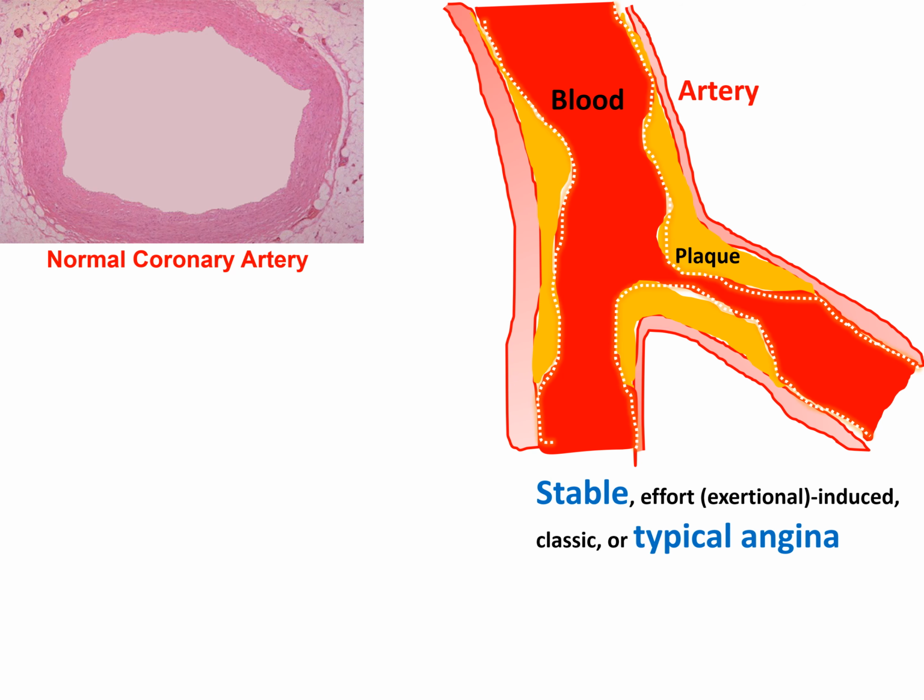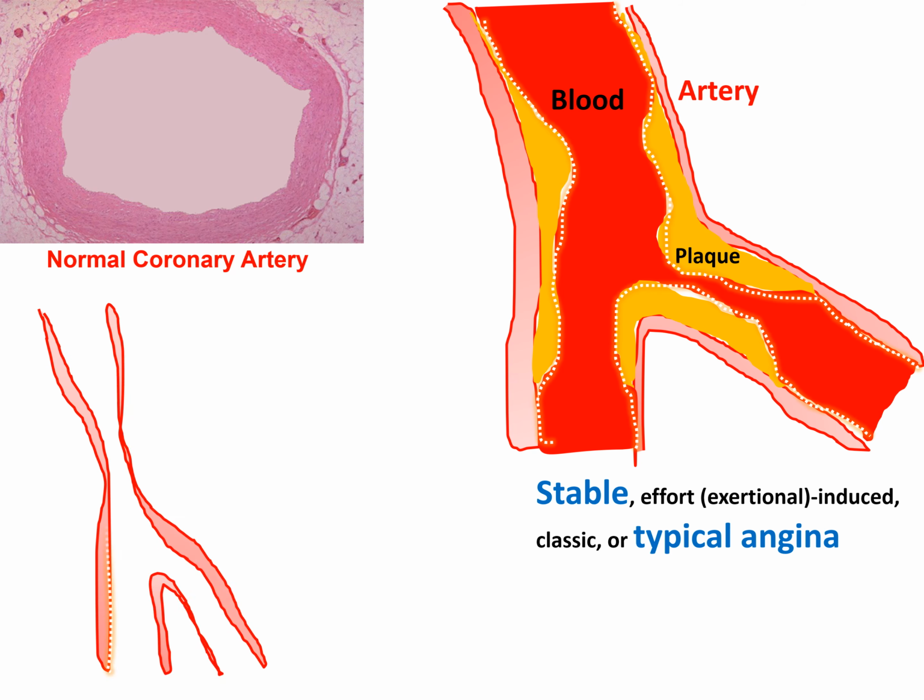We call this type of angina stable, or effort-induced, or classic, or typical, which means that the lumen of the coronary arteries is narrowed by the presence of this stable plaque, leading to a partial stenosis.